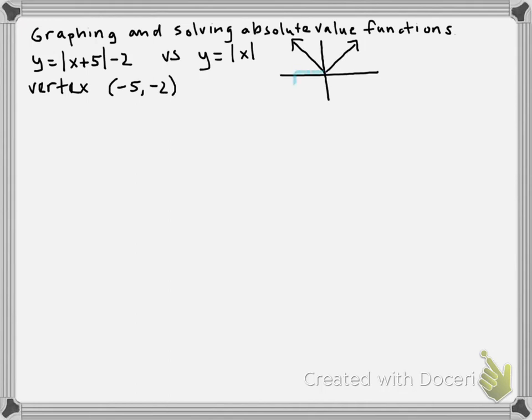And that vertex is very similar to vertex form for a parabola, and that is negative h, k. So we know that the vertex for this new absolute value function should be at negative 5, negative 2. But how is that, right?